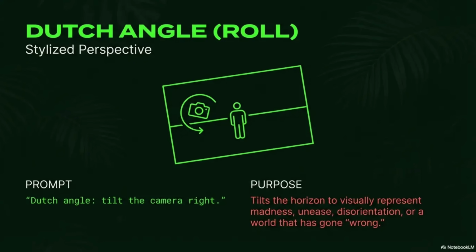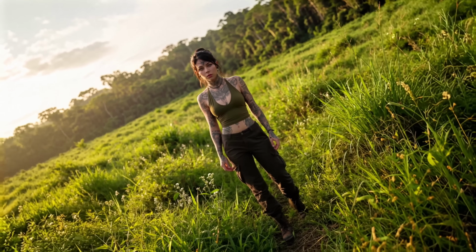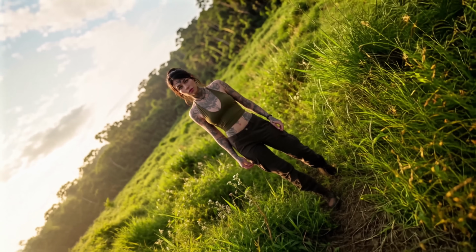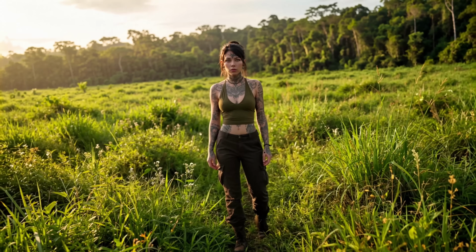Dutch angle tilts the horizon to visually represent madness, unease, disorientation, or a world that has gone wrong. Simply use the prompt Dutch angle, tilt the camera right or left.